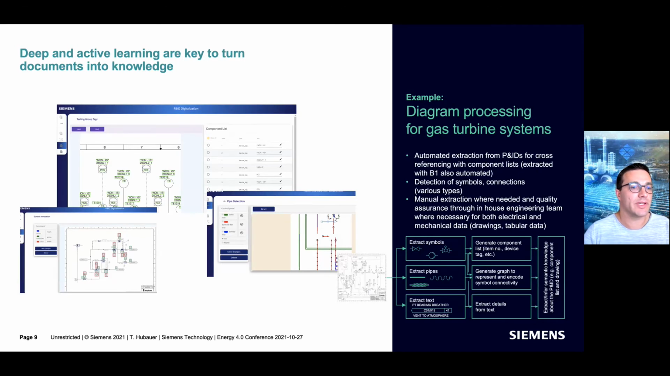Another type of information we're looking at is piping and instrumentation diagrams. The challenges we have to solve here are extracting symbols, understanding all the text that those symbols are annotated with, understanding which symbol certain text belongs to, but also extracting the piping, so which things are connected. And all this in the end gives us basically a bill of material and connectivity information of a certain subsystem of our turbine.